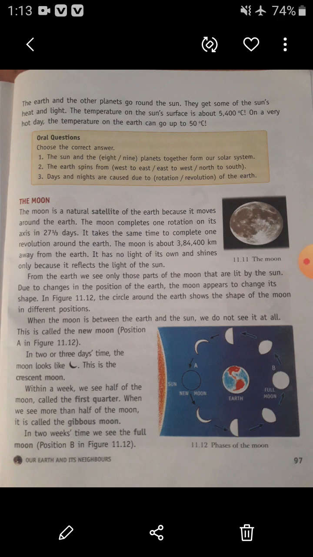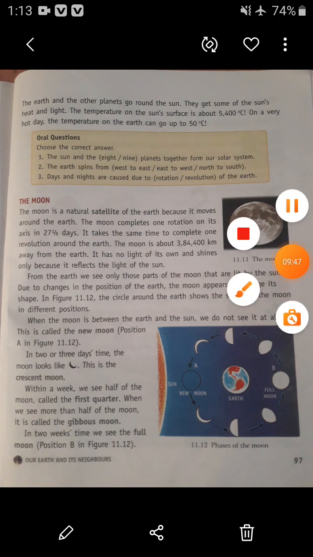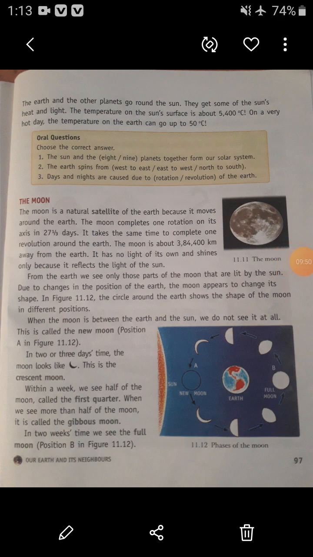So my dear students, you know very well the moon is a natural satellite of the earth because it moves around the earth. The moon completes one rotation on its axis in 27 days. It takes the same time to complete one revolution around the earth. The moon is about 384,400 kilometers away from the earth. It has no light of its own and shines only because it reflects the light of the sun.